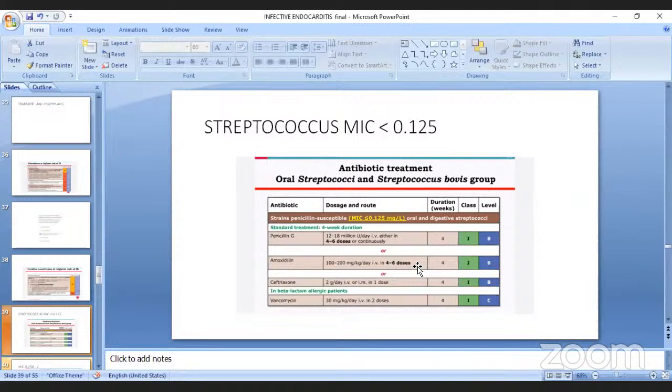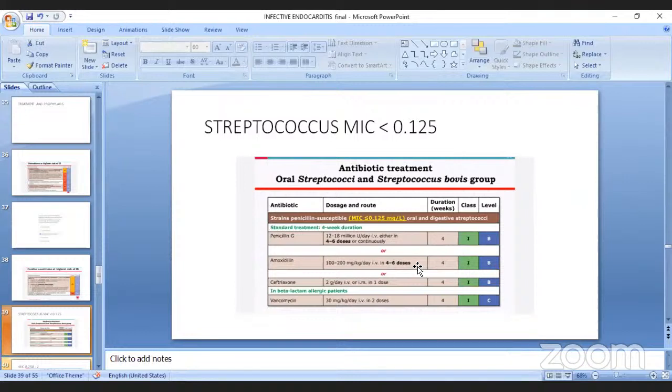You have taken the sample from the patient, and then you call a microbiologist and tell them, ma'am, if by any chance you get streptococcus, because we are suspecting infective endocarditis in this patient, then please send us the MIC also. So what is the MIC? MIC is the minimal inhibitory concentration of a drug. That means it is the least concentration of the drug which will kill a bacteria.